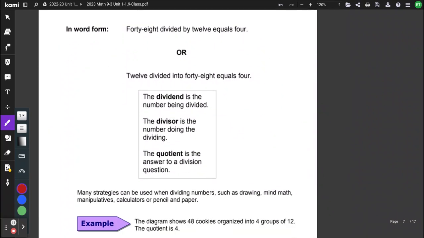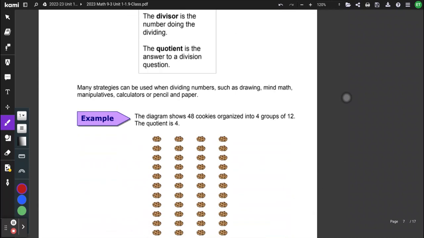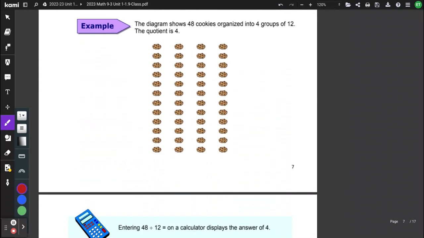We could also do it in word form. Again, it is the opposite. Here they're showing the 48 cookies. If I wanted to put them into groups of 12, because there's 12 kids in each group, how many cookies do I have to make? Well, there's 12 in every column. You would add them up and you would get your 48 cookies total.